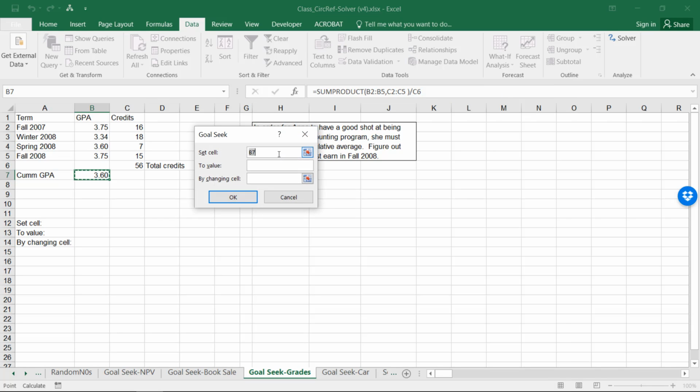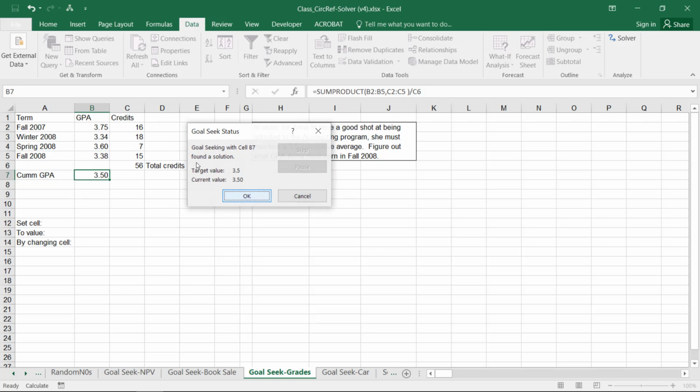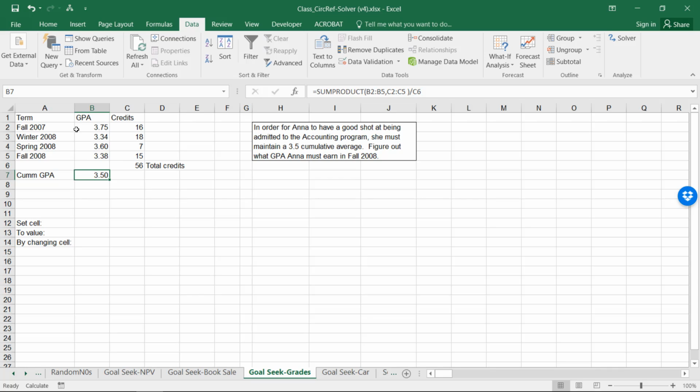The set cell is B7. I'm changing it to 3.5 by changing cell B5. And the calculation, then, got the 3.38 that she'll need in order to maintain at least a 3.5 cum.